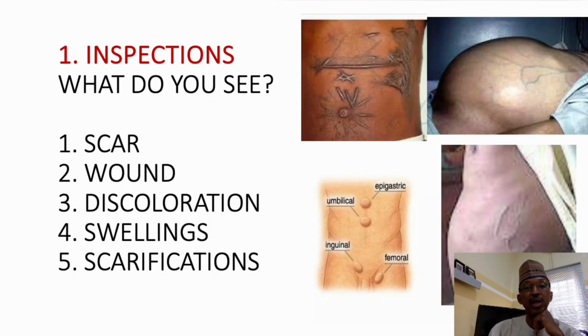And so, what are the things that you're supposed to see when you ask the patient to lie down on the couch or on the examination bed? First and foremost, you may likely see some scars on the abdominal cavity.